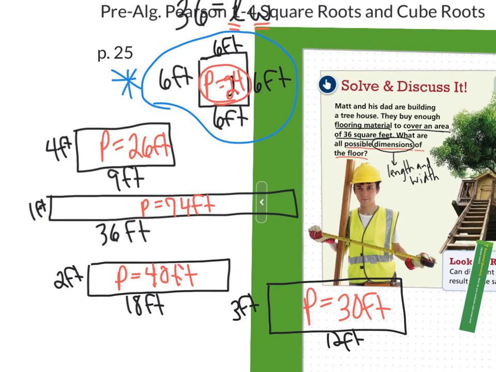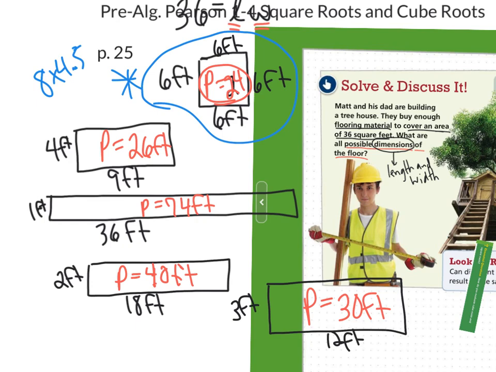One other thing just to mention, we didn't really talk about it here, but there's nothing to say we couldn't have decimal dimensions. So for example, if you had an 8 by 4.5, 8 times 4.5 also is 36. So that could be another possibility as well.